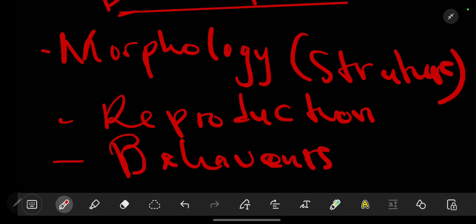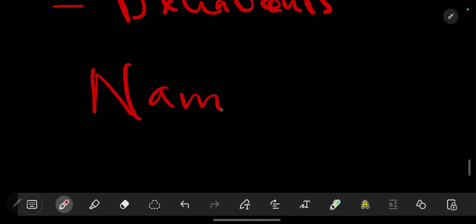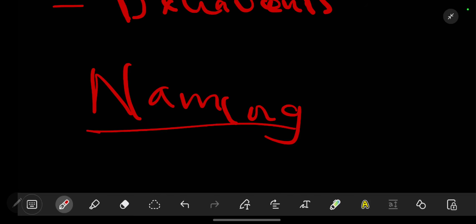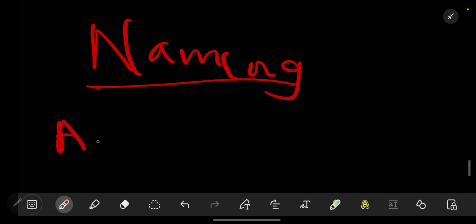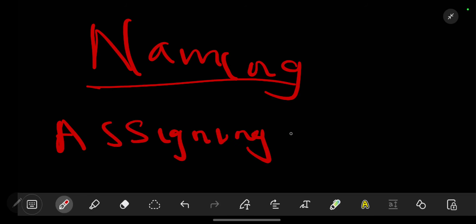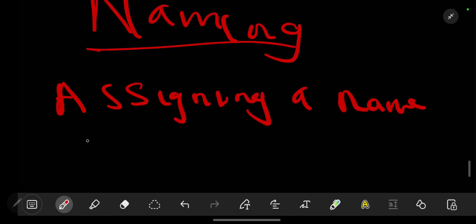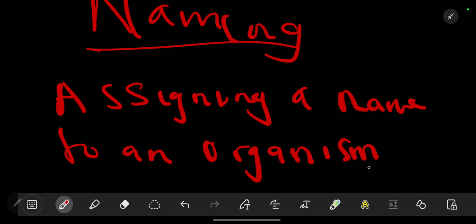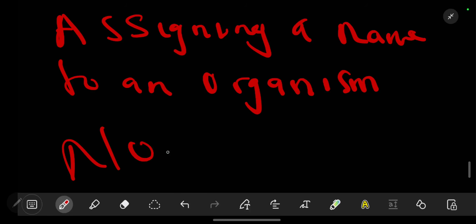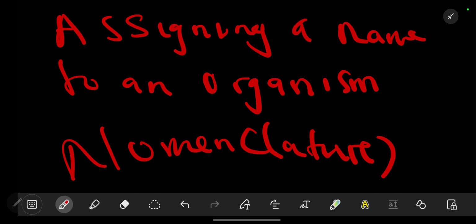Then we also looked at the naming. Under this one, this is just the process of assigning a name to an organism, which is termed as nomenclature. So if you hear nomenclature, this is just a fancy way of talking about the name of an organism.